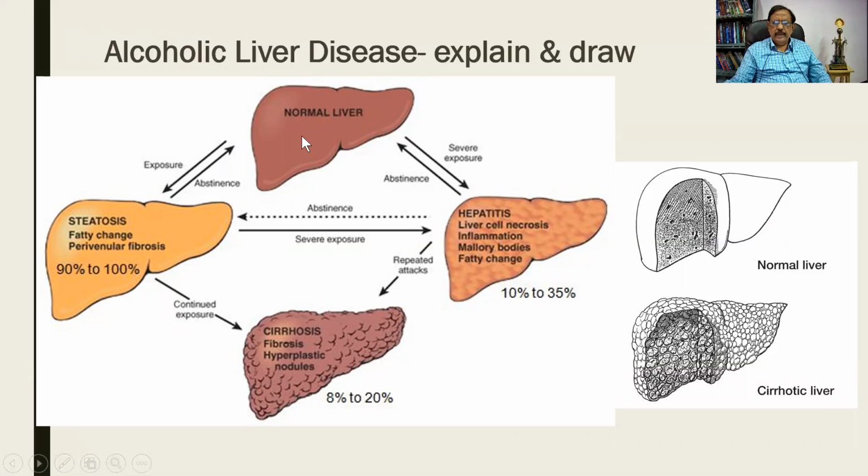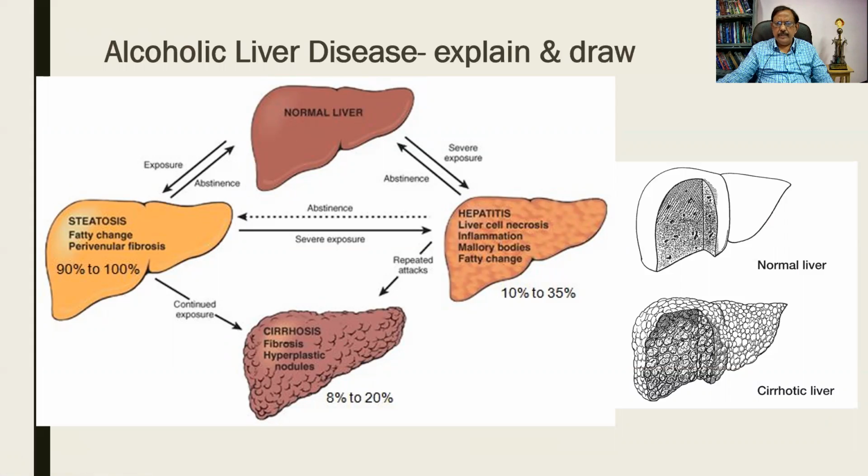This is a diagrammatic depiction of the pathogenesis of cirrhosis in alcoholic liver disease. In a normal liver, whenever there is continuous exposure to alcohol, it goes in for a steatosis or a fatty change, and all the changes along with it. The liver will be enlarged and it weighs about 4 to 6 kg, and you find that the hepatocytes have a fat cell-like appearance.